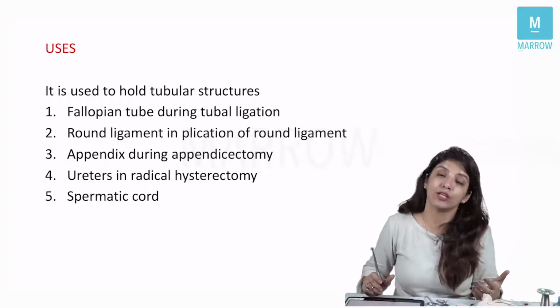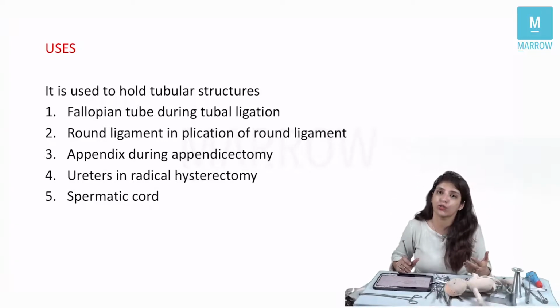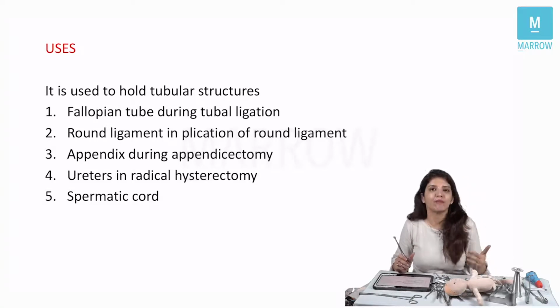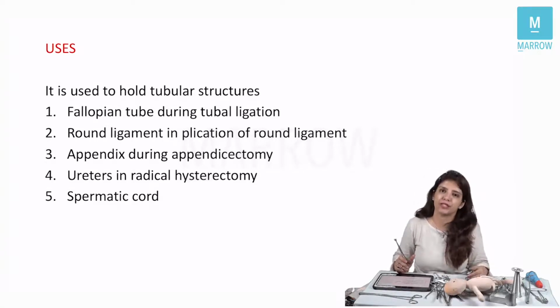Number two, round ligament when you are doing plication of the round ligament. Number three, ureters during Wertheim's hysterectomy or during radical hysterectomy. Number 4, you can hold the spermatic cord as well. And number 5, appendix during appendectomy. Right? So these are the tubular structures which can be held with Babcock's forceps.